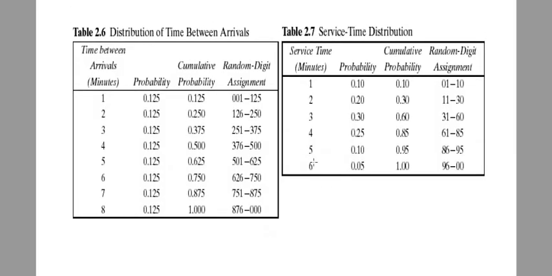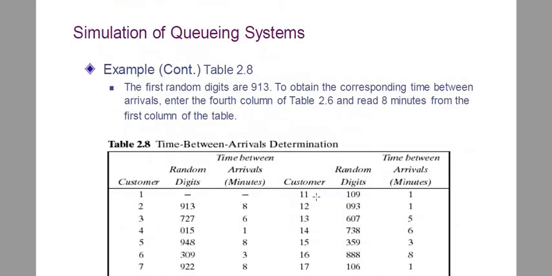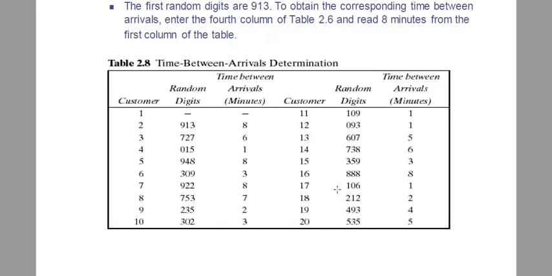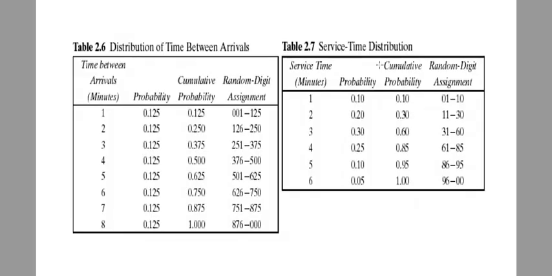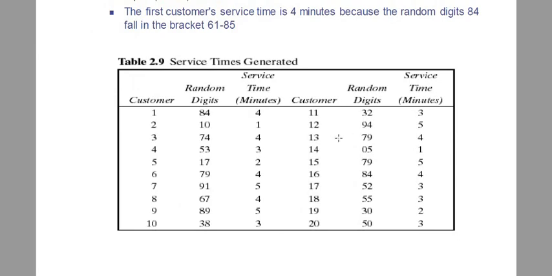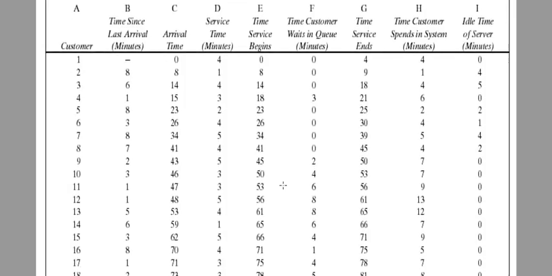So let's prove it. Customer 6 has come up with the random digit 79 for service time. So we will look over the service time distribution. 79 is in between the range, so it will have a service time of 4 minutes. Accordingly, we will find out the other customers' service times. Then we will generate this table.